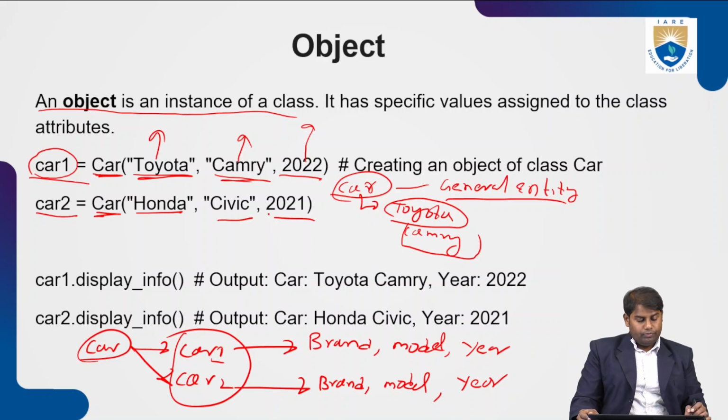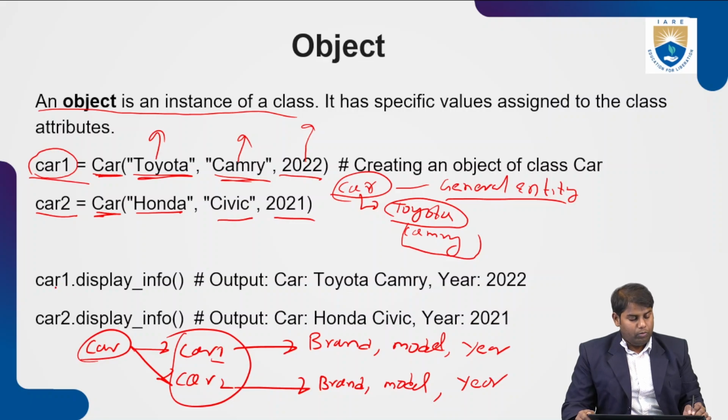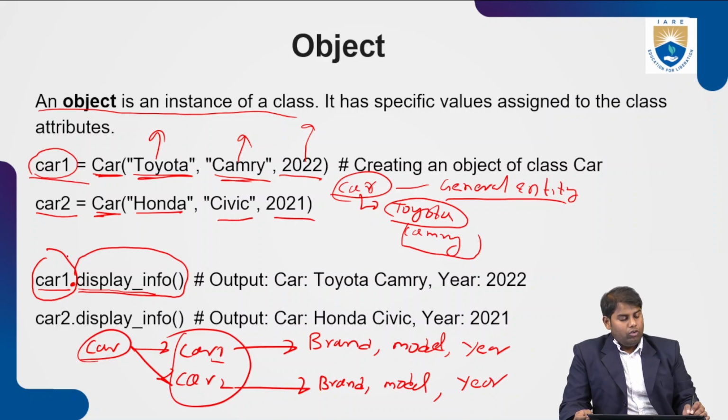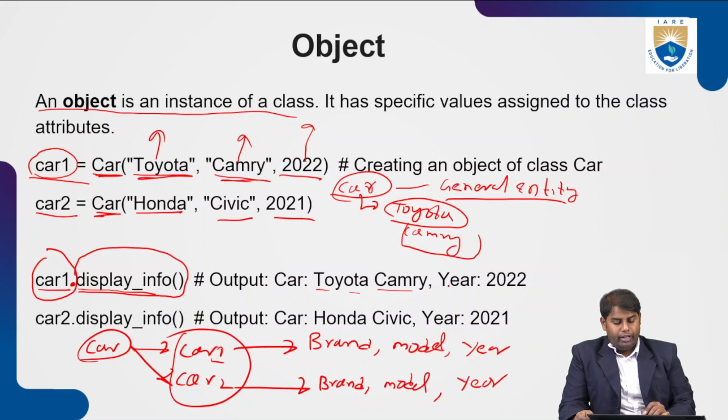Okay, so to display the output, we write car1.display_info. Car 1 is nothing but the name of object 1. With the dot, we are calling a particular entity, display_info, so we are calling that method display_info. We are sending these attributes, Toyota, Camry, 2022, to the method display_info, where it will give you the output Toyota and Camry year.